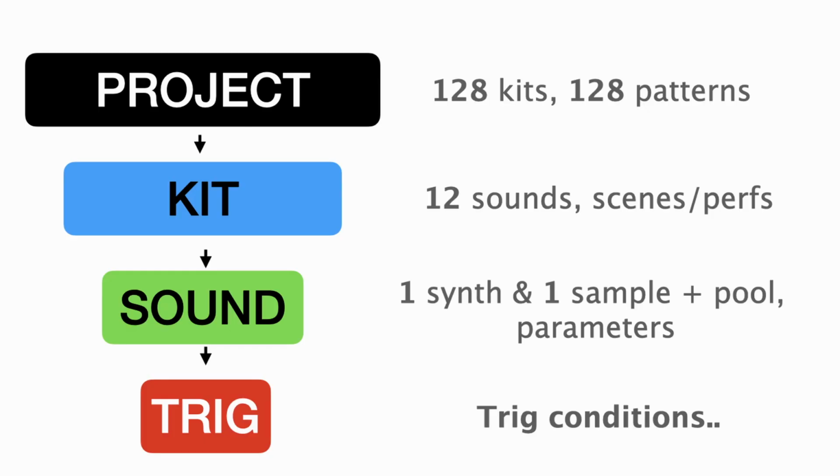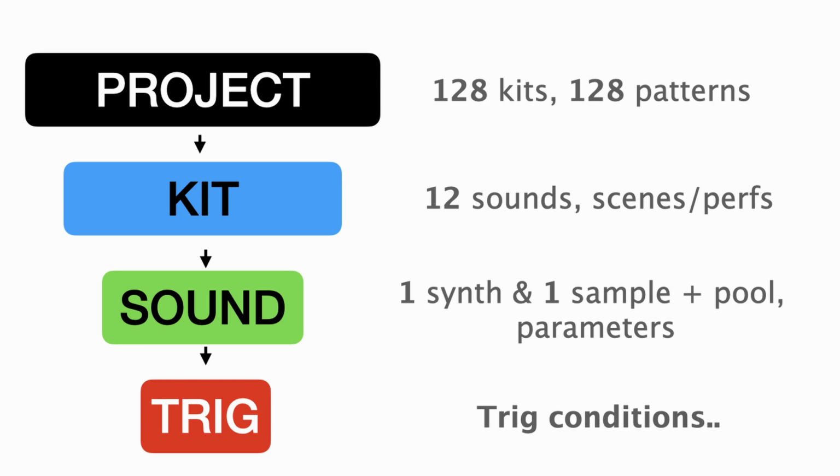So this is a simplified version of how the Rhythm file system is organized. There is an amazing video from True Cuckoo that goes much deeper into the topic. I can recommend it. I will leave the link in the description. So basically we have 128 projects on the machine, each of which can hold up to 128 kits and 128 patterns, each of which can have 12 sounds plus the sound pool, which I will cover later, and finally each sound has triggers, which can have all sorts of trig conditions on sound parameters like timing, velocity, etc.